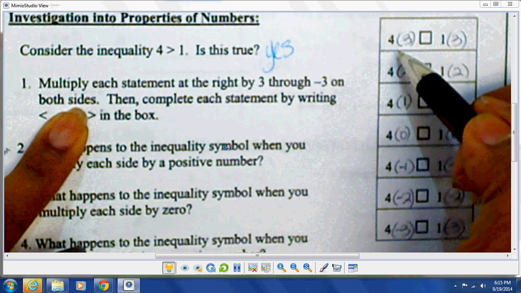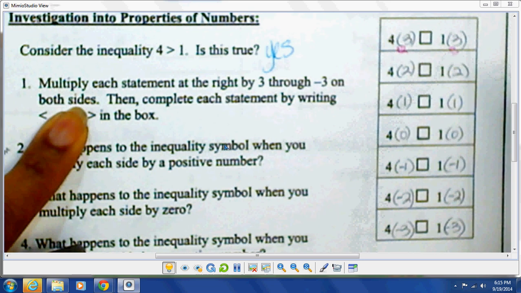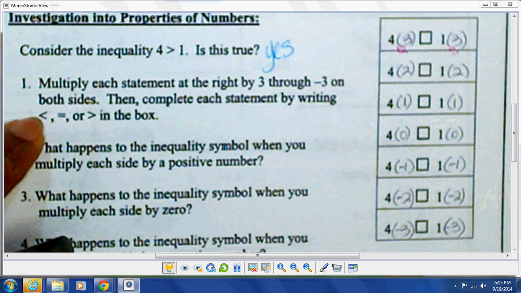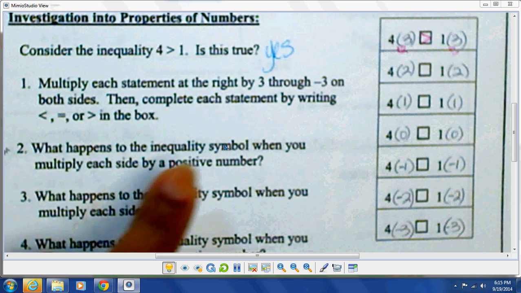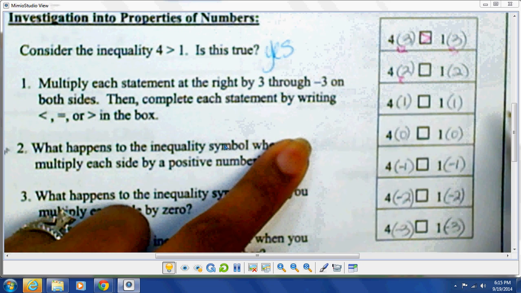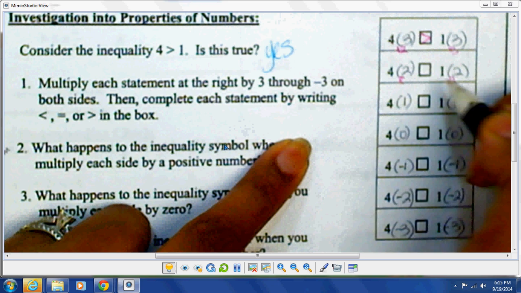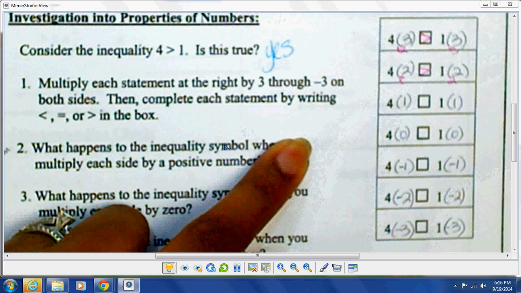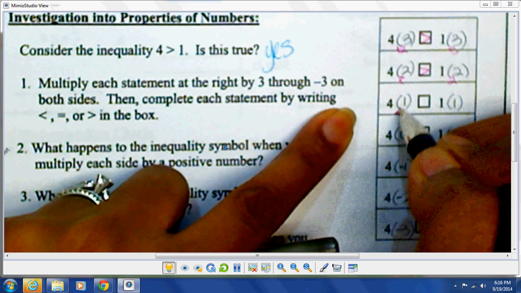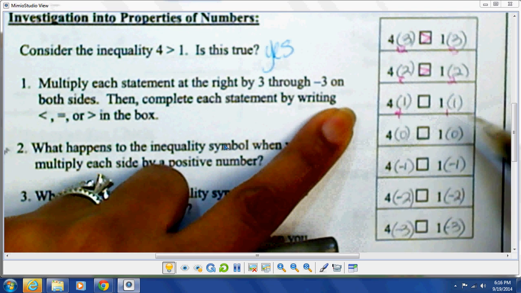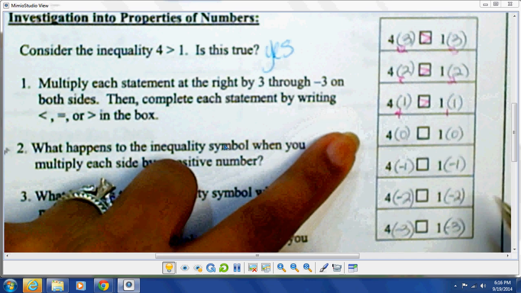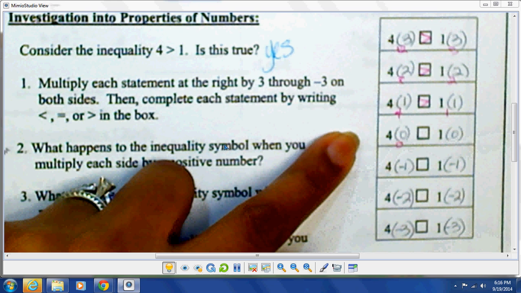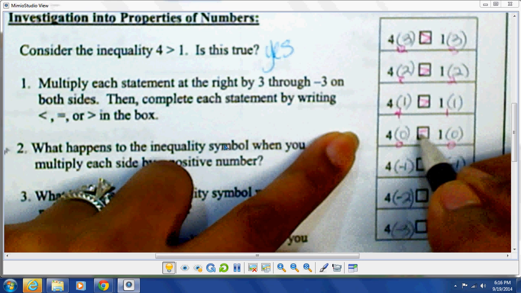Okay, 4 times 3 is 12. 1 times 3 is 3. So is 12 less than, equal to, or greater than 3? It's greater than. Okay, 4 times 2 is 8. 1 times 2 is 2. 8 is greater than 2. 4 times 1 is 4. 1 times 1 is 1. 4 is greater than 1. 4 times 0 is 0. 1 times 0 is 0. 0 is equal to 0.